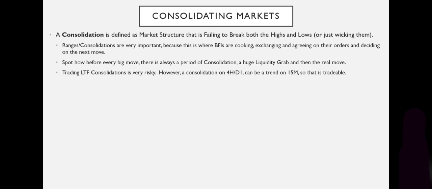So I want you to go on your charts right now and go and spot like a very big move somewhere. And I promise you, before this big move, there is going to be like a period of a consolidation, right? And there is going to be usually a liquidity grab. So usually what happens is the market goes from a downtrend and then starts to range a little bit. It ranges, like starts getting a little bit sloppy. And then you have this.